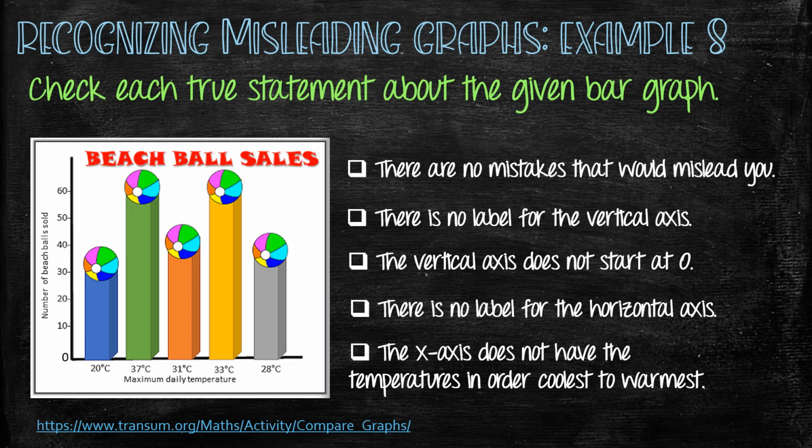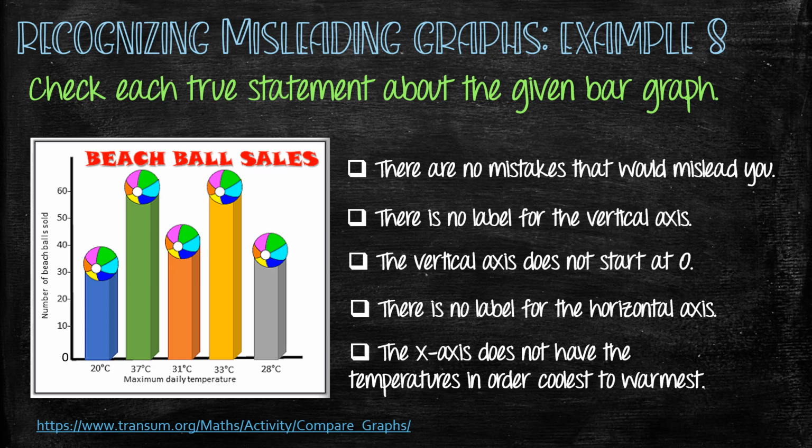Example 8, we are given another bar graph. There's no mistakes. That would mislead you. Well, we need to look at the graph. Let's come back to that. No label for the vertical axis. Well, there is a label. Vertical axis does not start at 0.